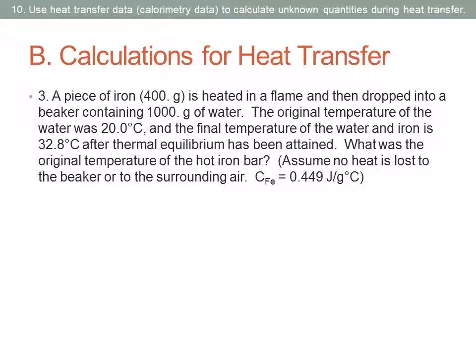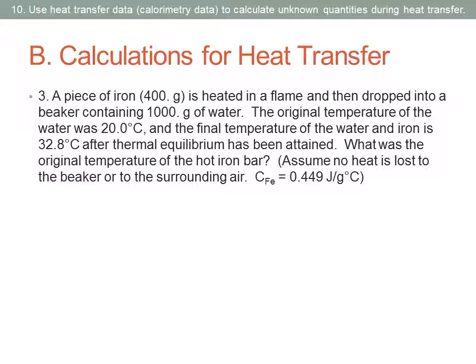Here is a different problem. We're not asked to find a specific heat here. We're told that a piece of iron, 400 grams, is heated in a flame and then dropped into a beaker containing 100 grams of water. The original temperature of the water was 20.0 degrees Celsius, and the final temperature of the water and iron is 32.8 degrees Celsius after thermal equilibrium has been attained. What was the original temperature of the hot iron bar?